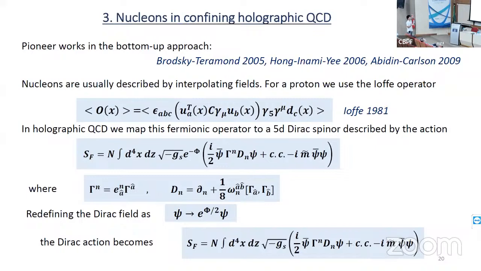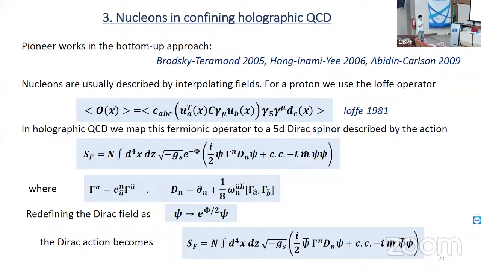So for nucleons, what you want is to incorporate a nucleon operator. We consider this Joffe operator, and this Joffe operator we map to a Dirac field in 5 dimensions. So we start with this Dirac action, and this Dirac action we have some covariant derivatives, some spin connection, field bands, and so on. And it turns out that for this Dirac field, it doesn't matter if you have an exponential of the dilaton. This coupling is not physical, in the sense that you can always rewrite your spinors in such a way that that coupling disappears.